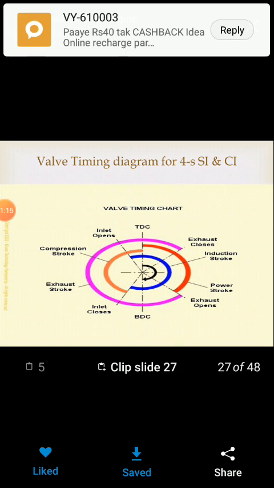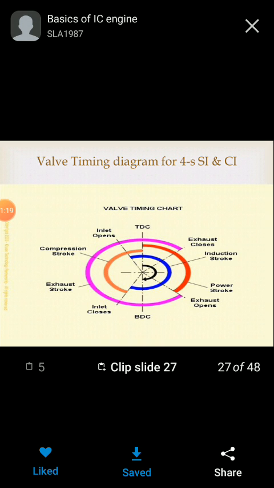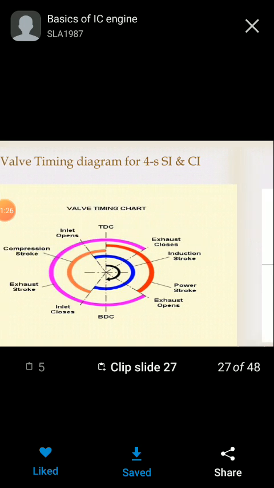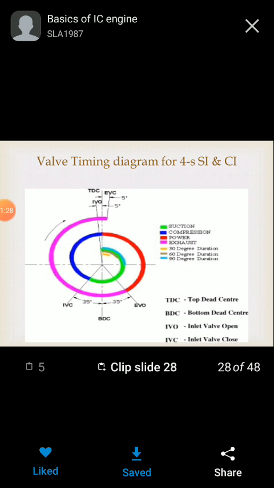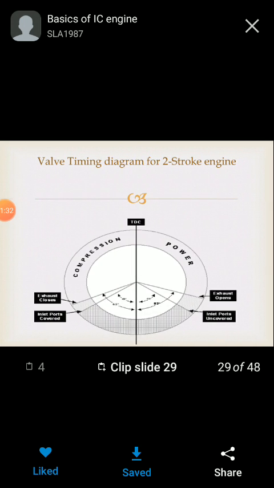Valve timing diagram. Show the different kinds of strokes in this valve timing diagram or valve timing chart. Valve timing diagram for 4-stroke SI engine and CI engine. Valve timing diagram for 2-stroke cycle engine.